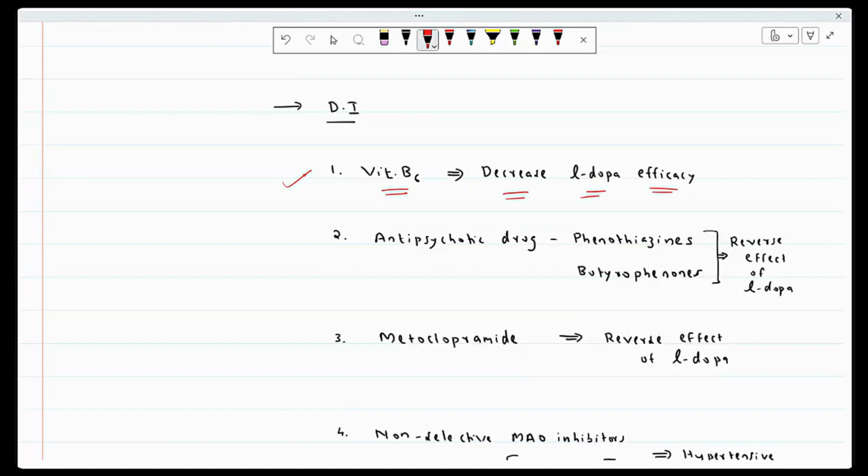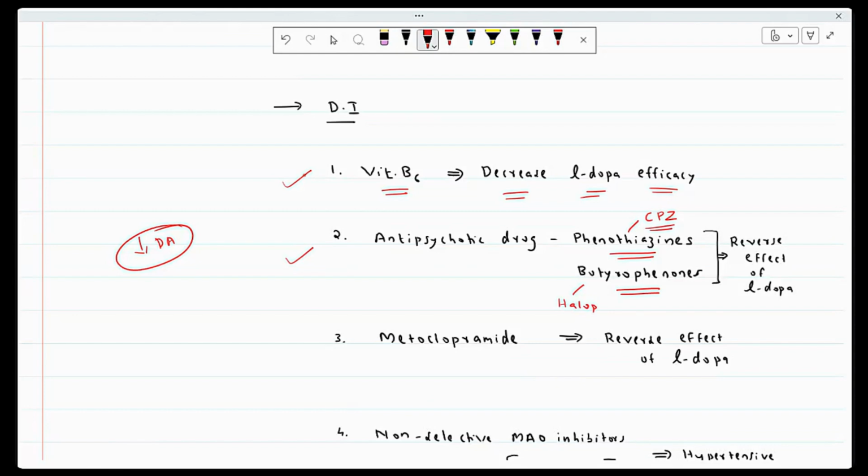Clear? Now, antipsychotic drugs should not be given with levodopa. I already told you antipsychotic drugs will decrease the dopamine level, correct? So that will just reverse or antagonize the effect of the levodopa. So antipsychotic drugs, especially chlorpromazine-like drugs belonging to the phenothiazine category, and haloperidol-like drugs, the butyrophenones. Okay, so phenothiazine, the main example is chlorpromazine. Butyrophenone, the main example is haloperidol.